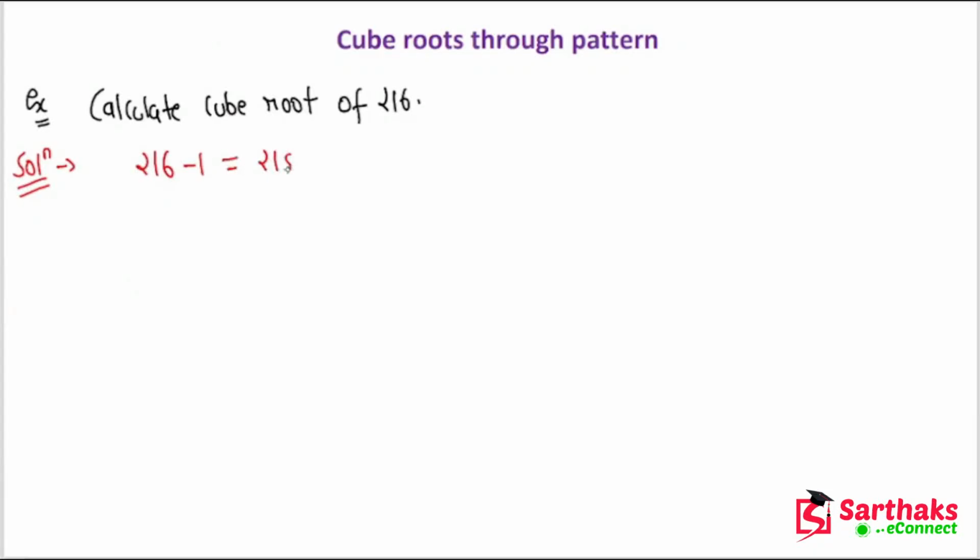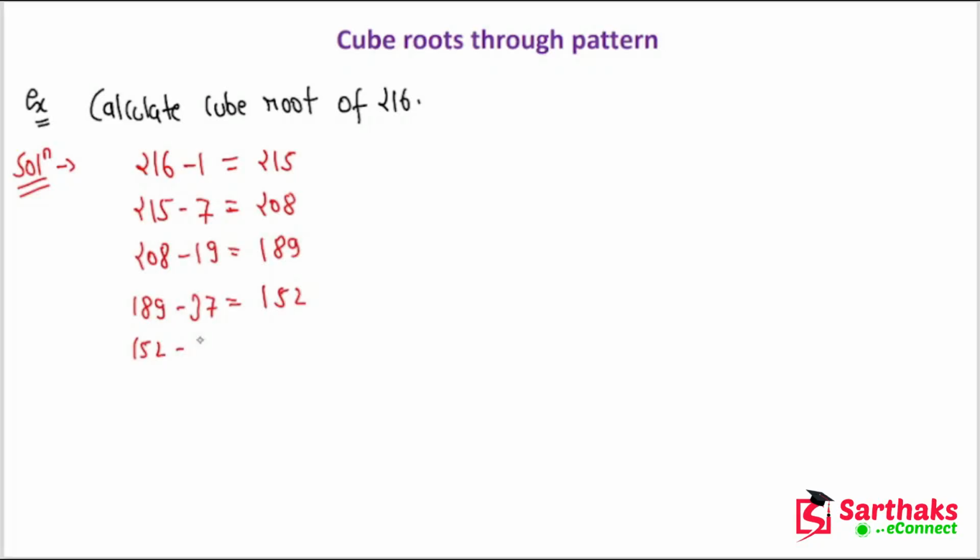So after the first subtraction we get 215. Then we'll subtract the second member, which was 7, and we will get 208. Now we'll subtract the third member, which was 19, and we will get 189. Similarly, we'll take the fourth member, subtract 37, and we'll get 152. Then we will subtract the next number, which was 61, and we will get 91, and the last member was 91 only. So if we subtract it, we'll get 0.